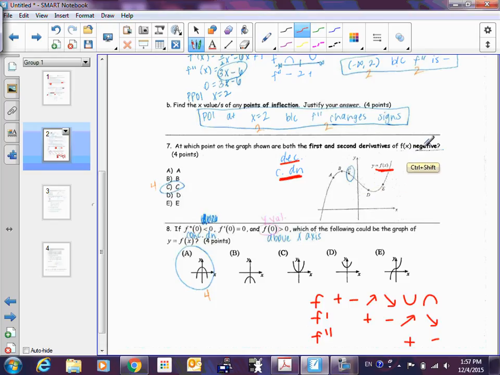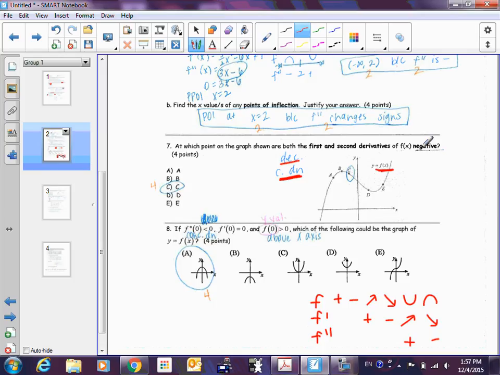What if I change this word negative to positive? Think about that. What would my answer be if both the first and second derivatives were positive? A. So A is increasing. What would the second derivative being positive mean? Concave up. So it would be E. And that's kind of how you'd reason through it. So you can see I could easily change those things so that we would have different answers. So you might see that problem again.